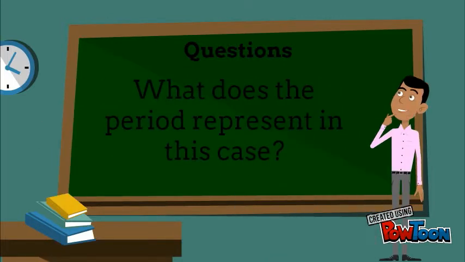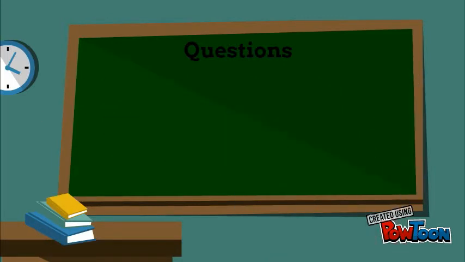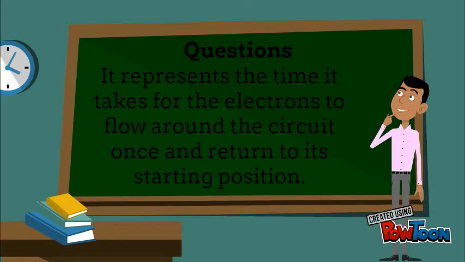What does the period represent in this case? In this scenario, the period represents the time it takes for the electrons to flow around the circuit once and return to its starting position.